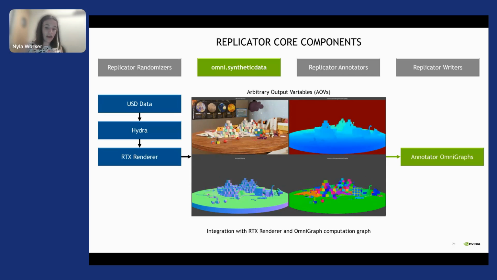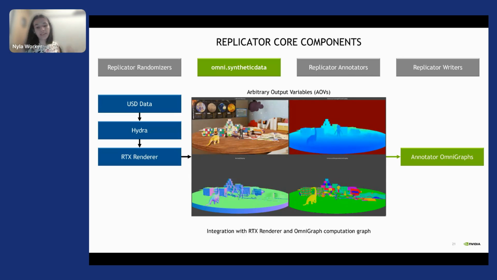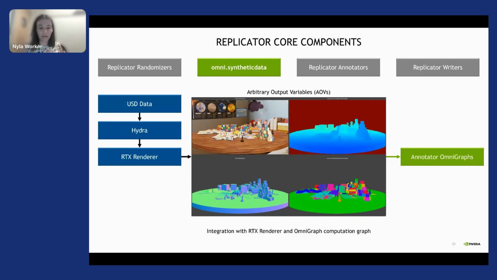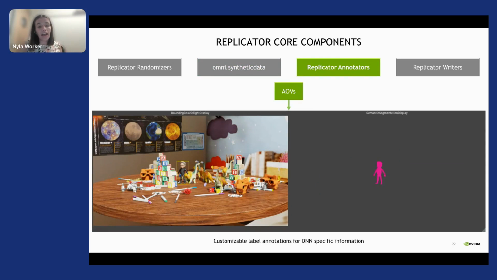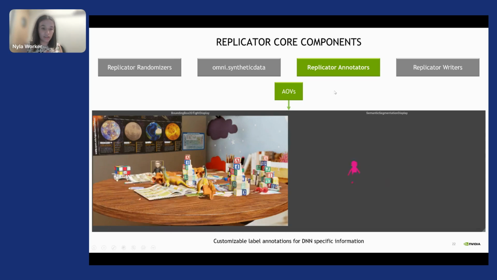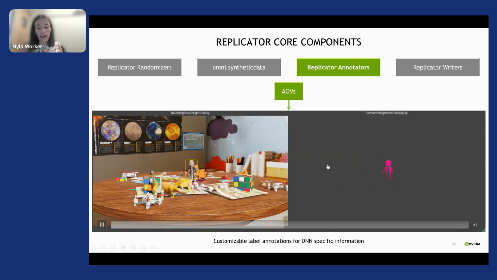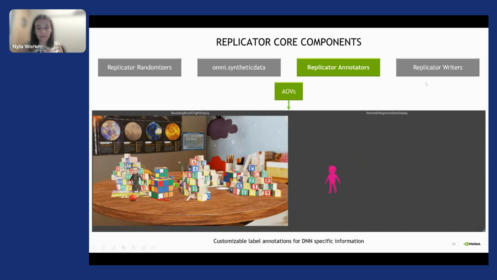And the arbitrary output variables, basically I would characterize them as just a ground truth. Those AOVs are taken in by the annotator, so this is what you have immediate access to. And with those annotators, you'll be able to write down the data like the semantic segmentation or the bounding boxes. So as you can see here, you are immediately getting the data.